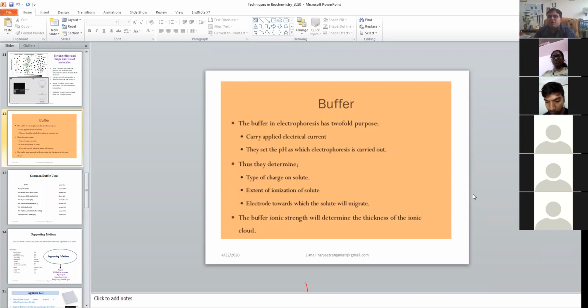Okay. So the buffer basically determines the type of charge on the solute, the extent of ionization of the solute, and the electrode towards which the solute will migrate.